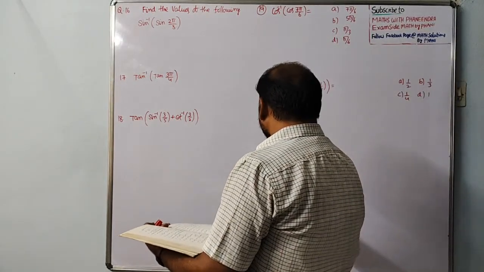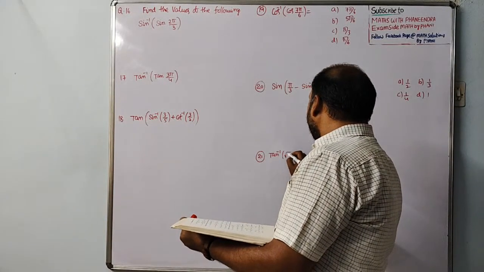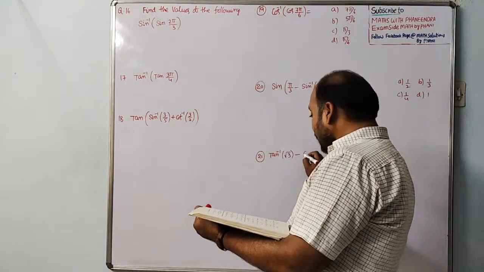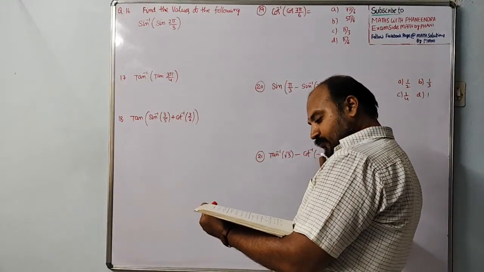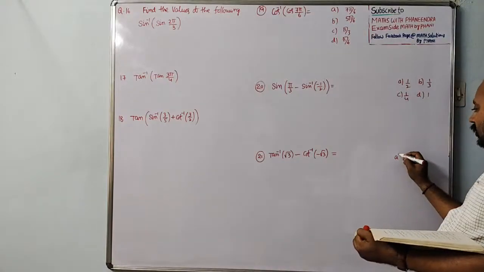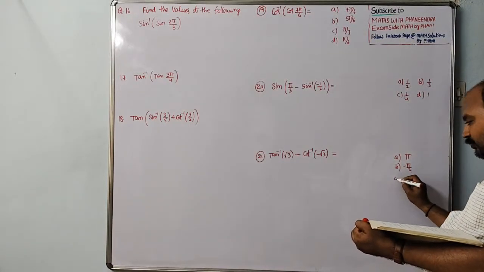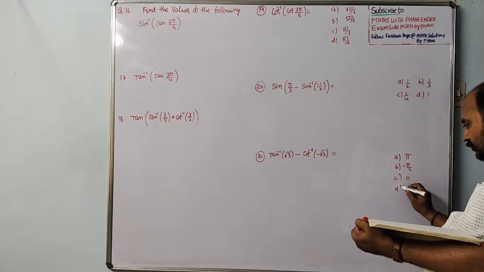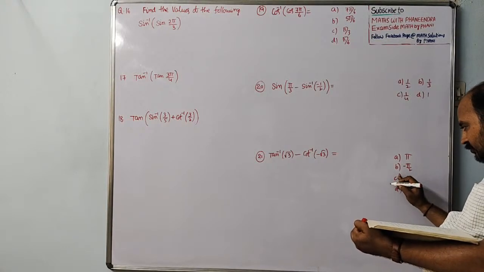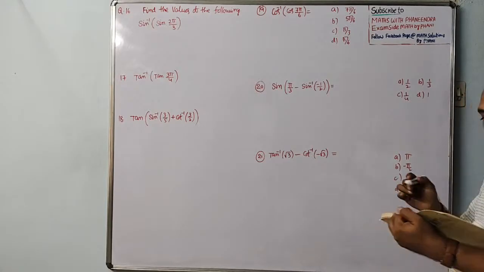Question number 21, and this is the last one. Tan inverse of root 3 minus cot inverse of minus root 3 is equal to. So options: pi, minus pi by 2, 0, 2 root 3.